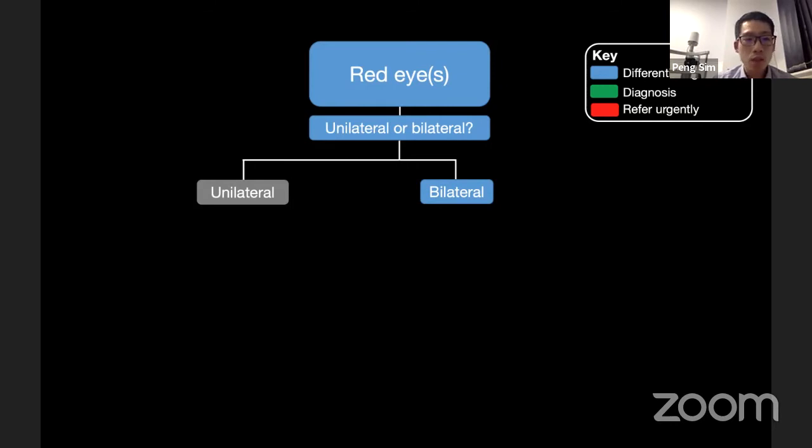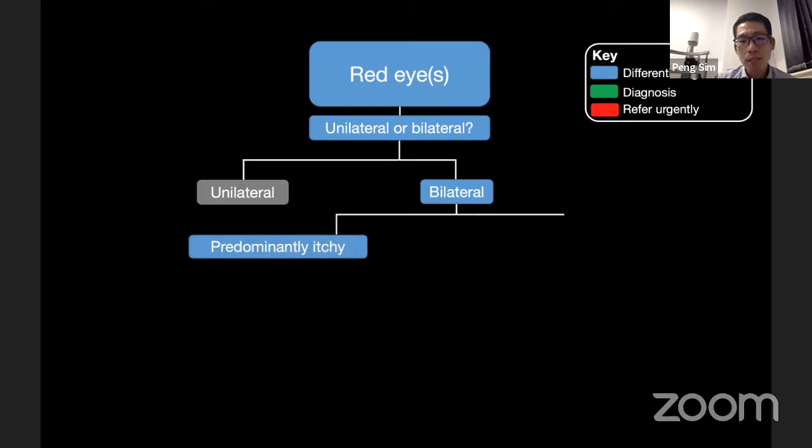The next question is whether or not the predominant symptom is itch, or whether it's grittiness or burning. So if it's predominantly itchy, what sort of conditions might you be thinking about? So bilateral itchy eyes. What do you think that might be? If anyone could hazard a guess in the chat box. Yes, conjunctivitis, that's correct.